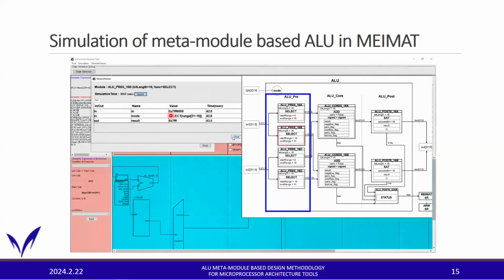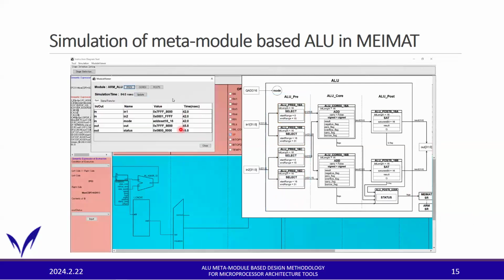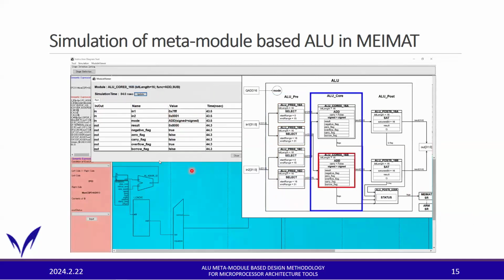So here, by clicking the pre-0 button, the ALU pre-0 submodules will pop up as shown. The same for the ALU core-0, it will show the detailed information, which contains the input data and output data.